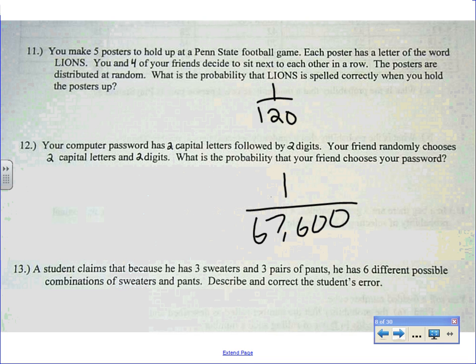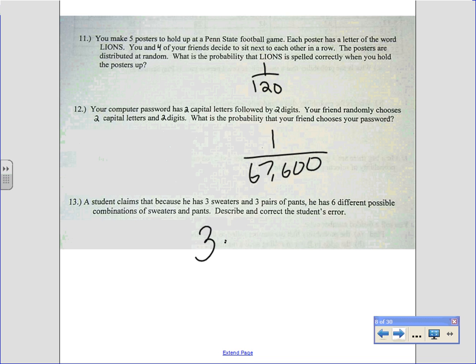And then number 13 is just a problem that I wanted you to find the mistake. So what was wrong with number 13, Abigail? Good. So what should the answer be? Good. So it should be 9. The multiplication counting principle says multiply the number of options together, and that's how many different combinations of outfits this person has.